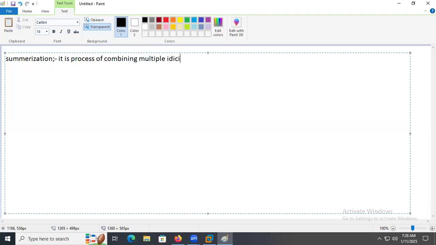multiple individual routes as a single route. Summarization is a process of combining multiple routes as a single large subnet. It's a single route that we understand, but a single large subnet actually.